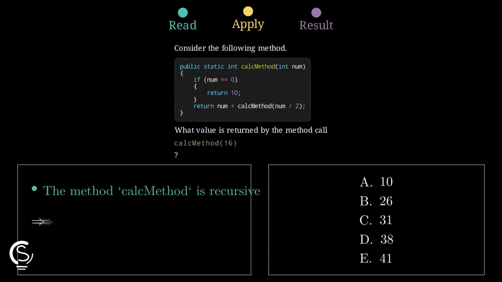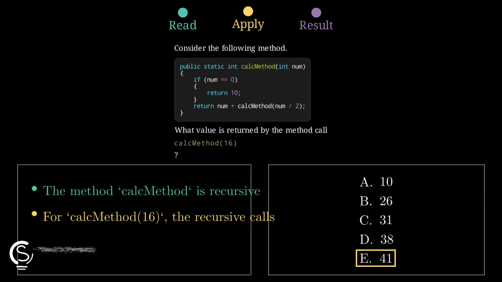Adding 16, 8, 4, 2, 1, and 10 gives us 41. That makes option E our final winner for this problem. You totally nailed it.